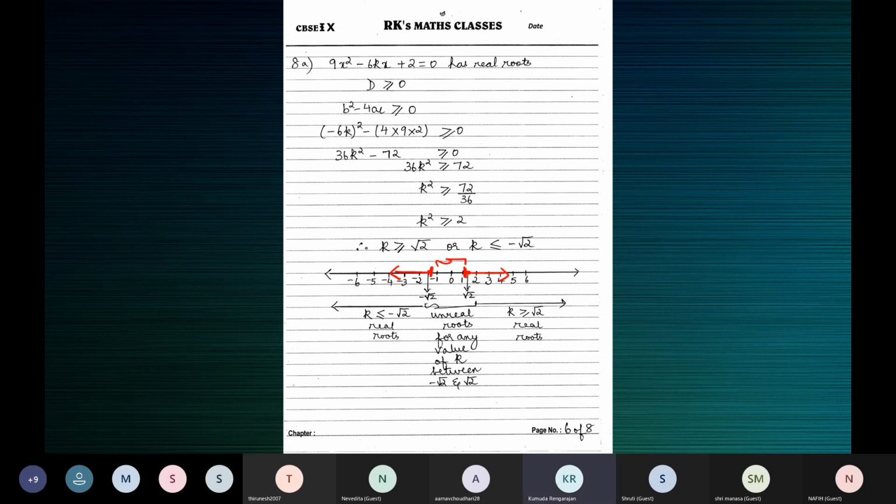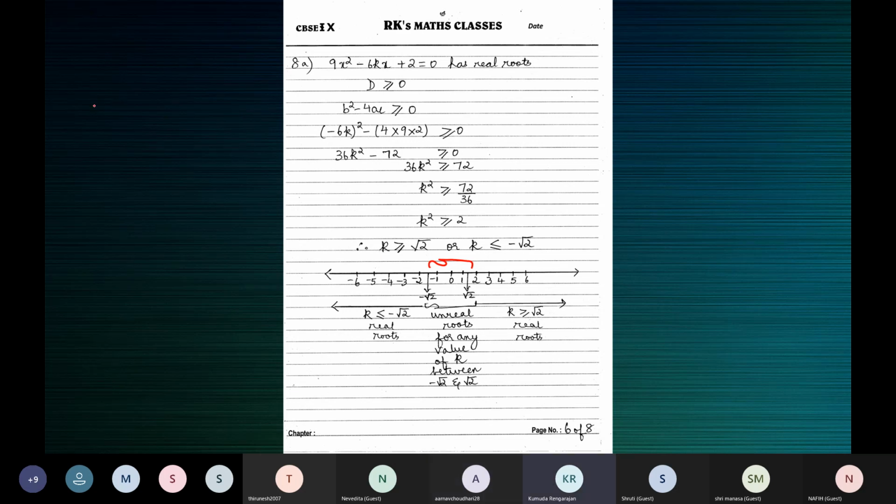I think we can check it out. Let me just check. Now, let's just pick some value in this range, children. Let's just take a value in this range. Tell me. 0. Can I take 0? Okay.